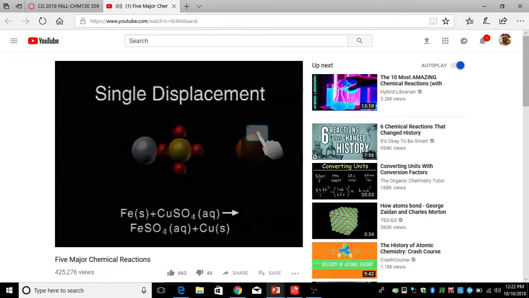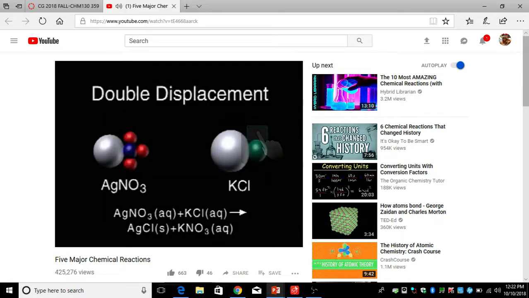A single displacement reaction is when one element takes the place of another in a compound. In a double displacement reaction, the positive and negative portions of 2 ionic compounds interchange.